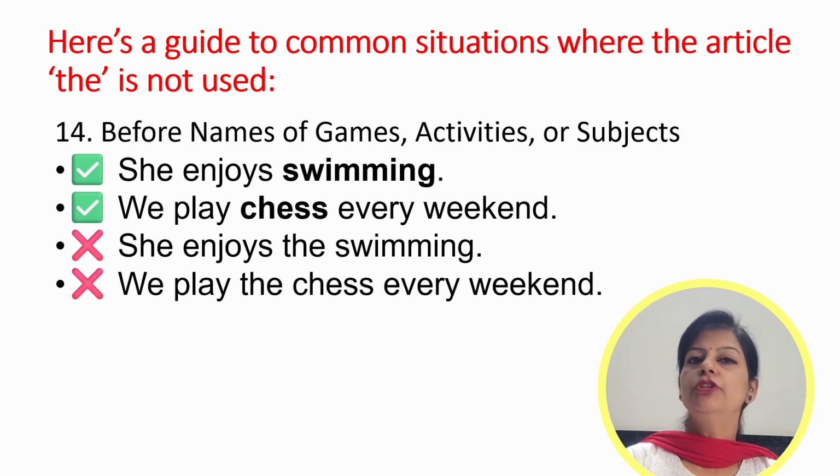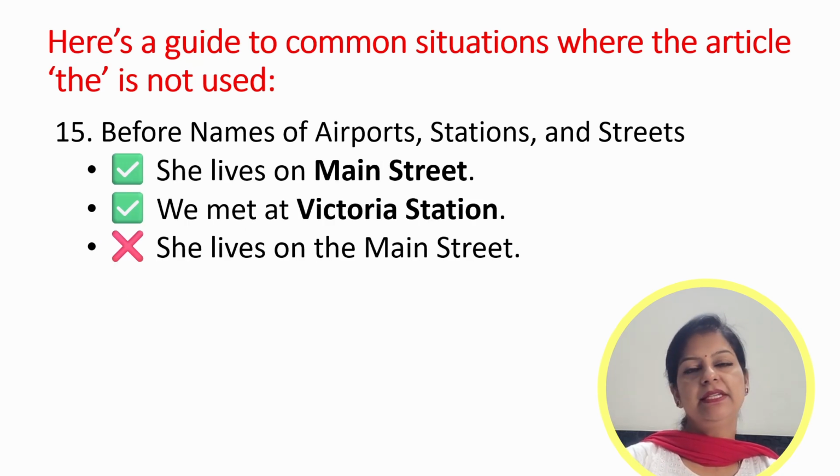Next is, we don't use the before games, activities or subjects. For example, she enjoys swimming. It is correct. We play chess every weekend is correct. She enjoys the swimming is incorrect. We play the chess every weekend is incorrect. Here we talk about the activity or game in general. So, no the is needed.